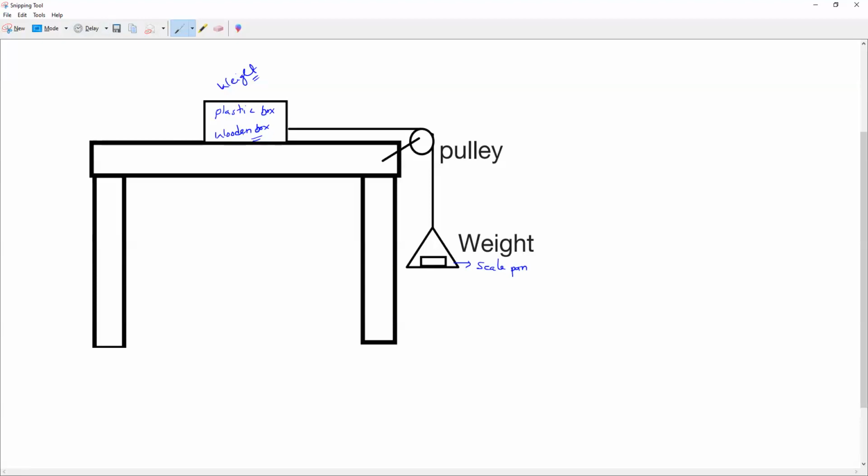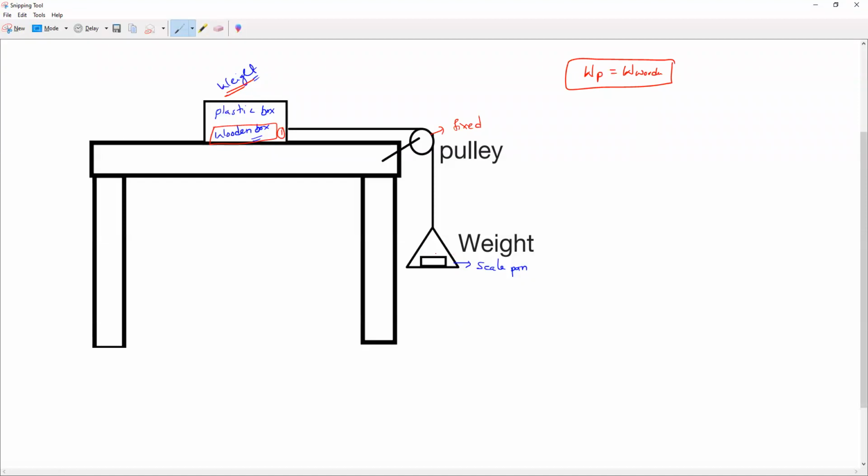So now you can see, everybody. First you take a wooden block. I kept the wooden block first. Both have the same weight. Weight of plastic is equal to weight of wooden. So please remember that. Now I kept the wooden block on the bench and I attached a rope to the scale pan. So this is a fixed pulley. It is the fixed pulley.